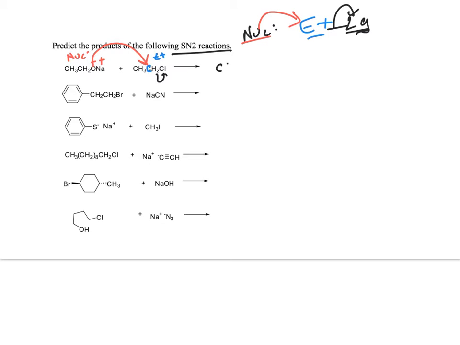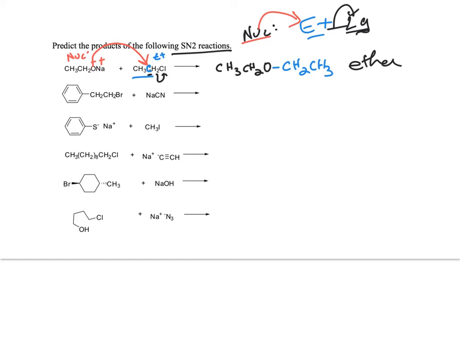So this oxygen goes here, and the chlorine leaves. Then you write your product CH3, CH2 oxygen bonded to CH2, CH3. And that is an ether, diethyl ether.